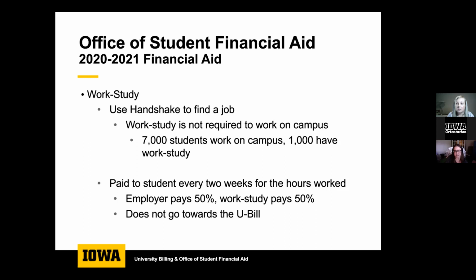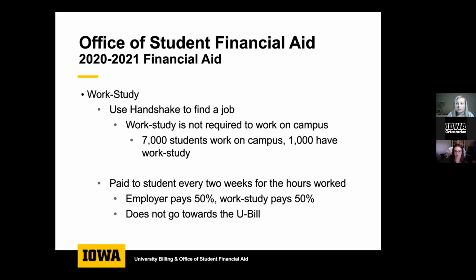Work study is not required to work on campus. Last year, we had roughly 7,000 students working on campus, and only about 1,000 of them had work study. Some campus employers can only hire work study eligible students due to budgeting, because with work study, the government is paying half of the wage while the employer just has to pay the second half. So if you do have work study, it can make you a more desirable candidate in some departments. However, the majority of employers on campus will hire both work study and non-work study students.